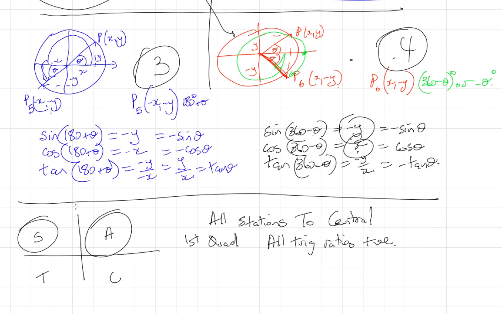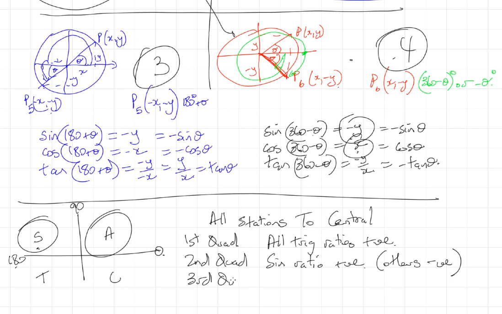When you get angles here, they are angles between 90 and 180. So this is 0. Between 90 and 180 are angles in the second quadrant. The only one that's positive is the sine ratio, and the others are negative. Let's just use shorthand. Negative. Third quadrant is down here.